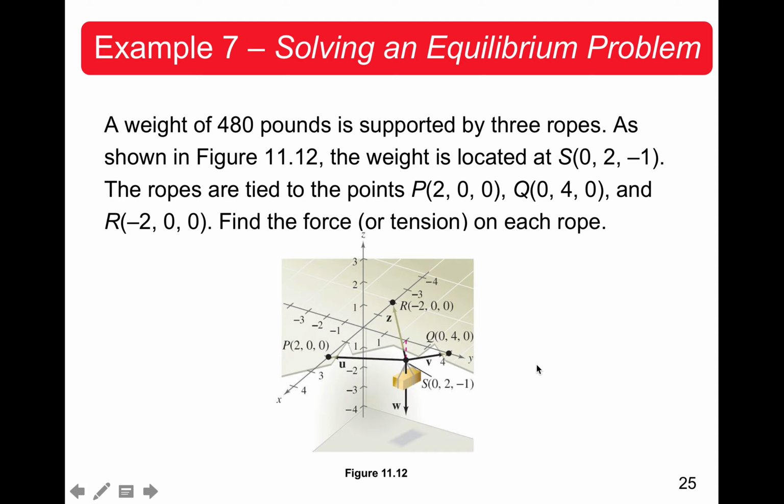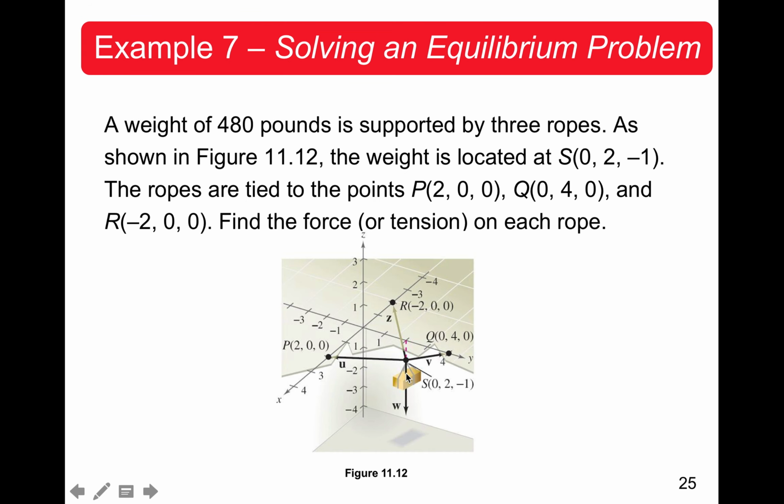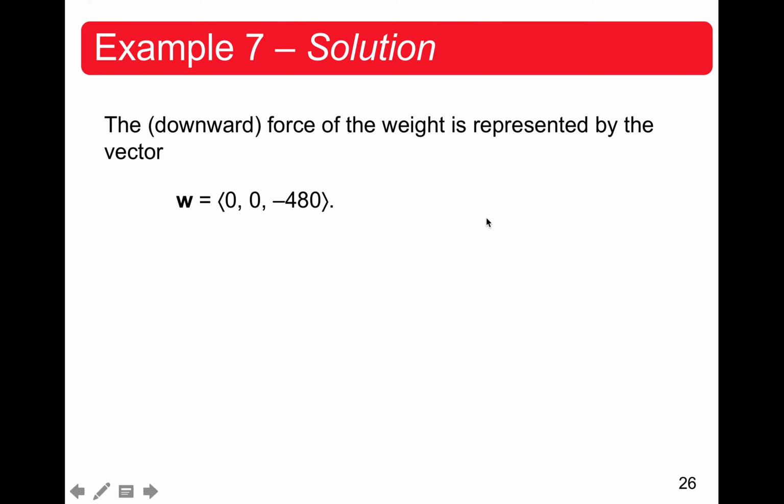Okay, so what we're going to do first, if we go back a slide, in this picture we can see that the force is going downward. If we represent this vector as W, the whole force is being applied down. So that is our weight of 480 pounds. So W for weight is going to be (0, 0, -480).